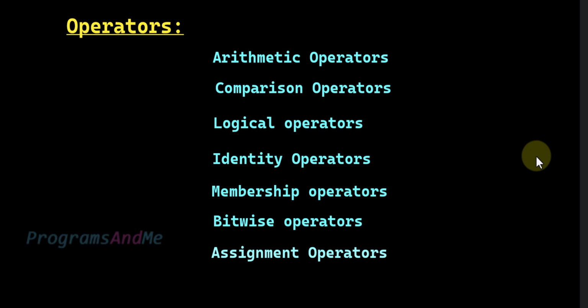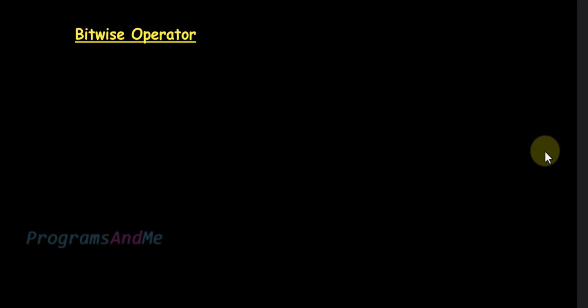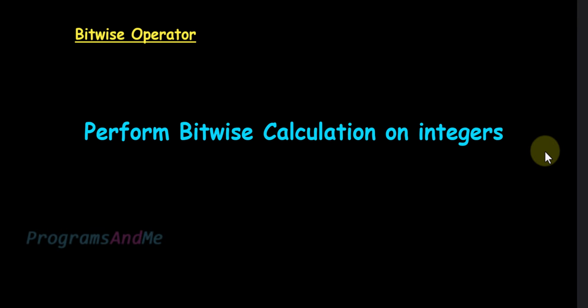We were discussing operators. Next, let's learn about bitwise operators. So Python bitwise operators are used to perform bitwise calculation on integer numbers. These operators allow you to manipulate individual bits, to work with the individual bits. And Python bitwise operators work only on integers.